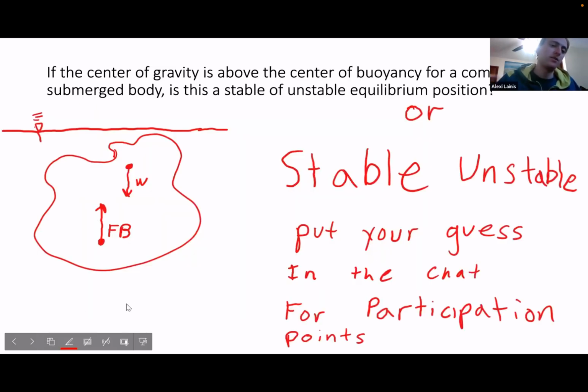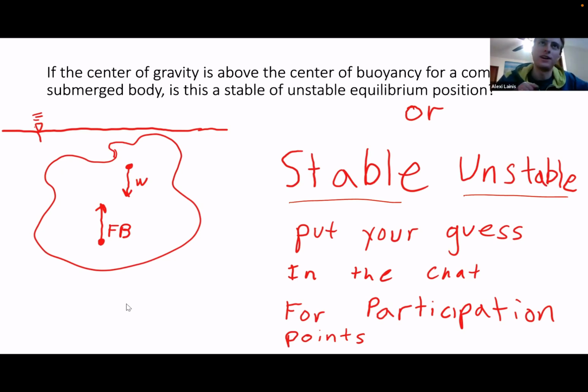All right, so we're going to do one more example here. If the center of gravity is above the center of buoyancy for a completely submerged body, is this a stable or unstable equilibrium position? So I drew a little figure here already. So we have force, buoyancy, and the weight. So is this a stable or unstable position? So put your guess in the chat for participation points, even though they're not real, but we're going to pretend they are, so you guys get something out of this class.